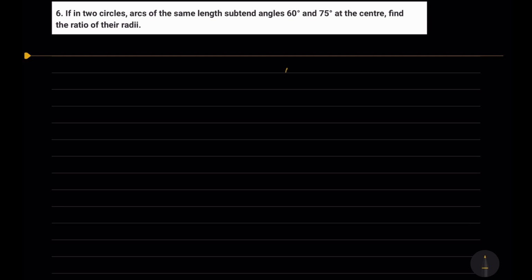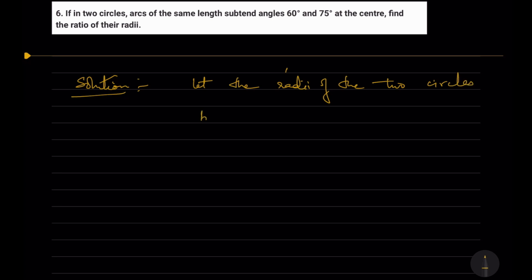If in two circles the arc of the same length subtends angle 60 degrees and 75 degrees at the center, find the ratio of their radii. So now, solution part: let the radii of the two circles be R1 and R2. We have to find out the radii, isn't it? So length of the arc L subtends an angle of 60 degrees at the center of the circle of radius R1.